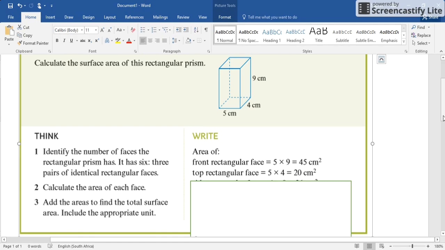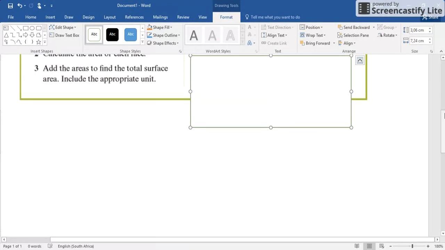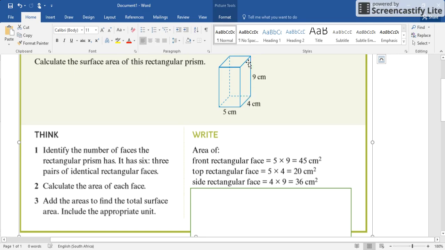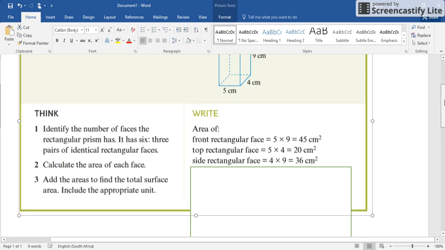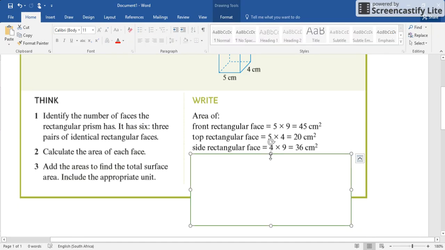And now we've got to do another one because remember there were 3 faces that were identical. We've got this side rectangular face, and that one is that 4 times that 9 and gives you 36 centimeters squared. Okay, so make sure that you set it out like that with the equal signs underneath. So bring that underneath there. Then, so we've got our 3 identical sides.